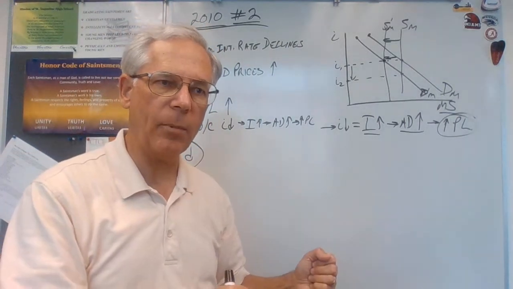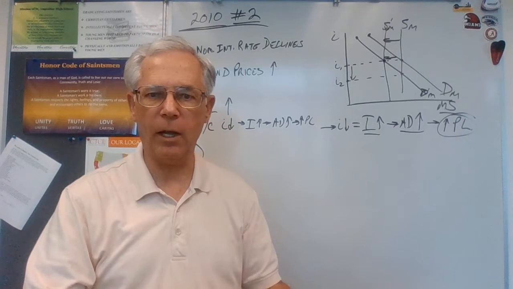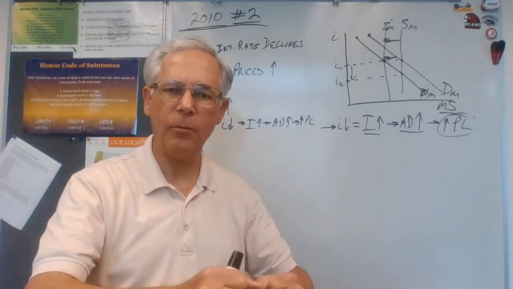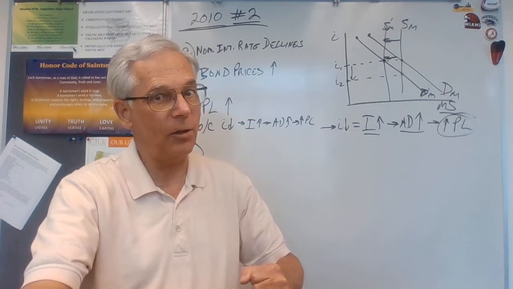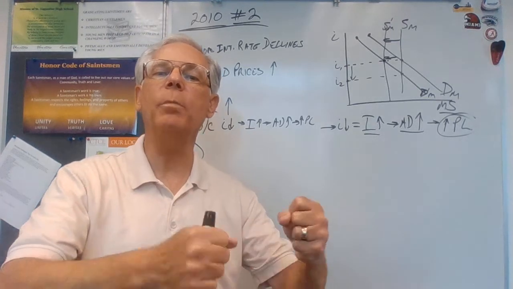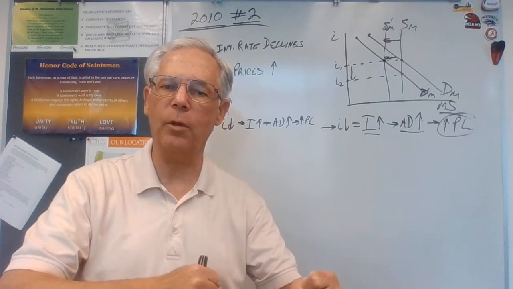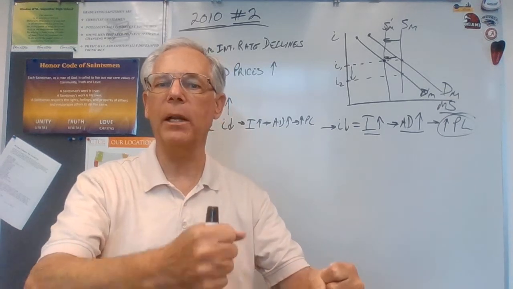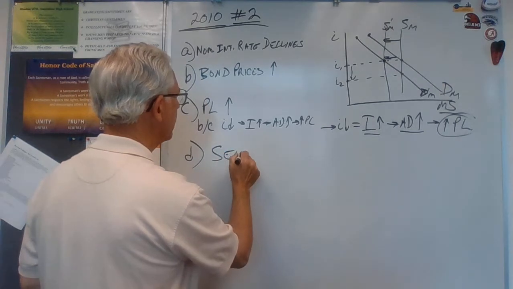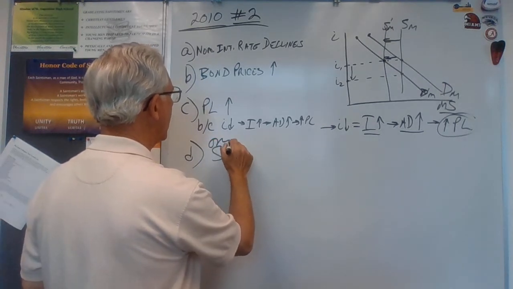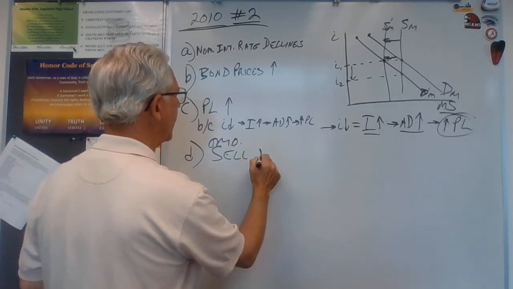How do we reduce the money supply? Using open market operations. Do we buy or sell? Well, if we buy from banks, we have to give them more excess reserves. That's going to increase the money supply. So we must be selling bonds to the banks to take money out of their excess reserves. So we're going to sell. The open market operation that we want to do is sell bonds.